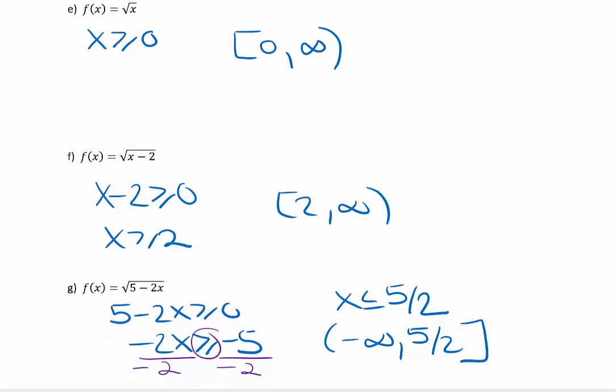Now there's many other types of functions that you might see, but keep in mind that all of the other functions that we deal with, whether they're absolute value or polynomials, have domains that are all real numbers. The only time we have restrictions is if we have fractions or square roots.